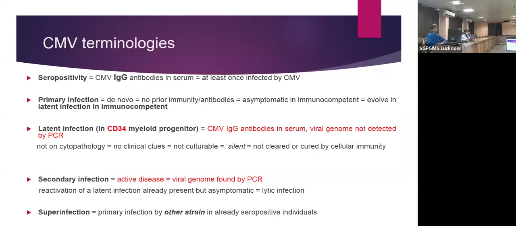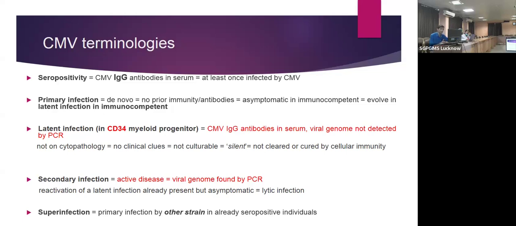The terms used in CMV retinitis or CMV infections are very important. If you search the literature, these terms are used differently in different literature, creating a lot of confusion. So seropositivity means IgG antibodies are present in the serum of an individual. It means at least that person has been infected once in his lifetime.